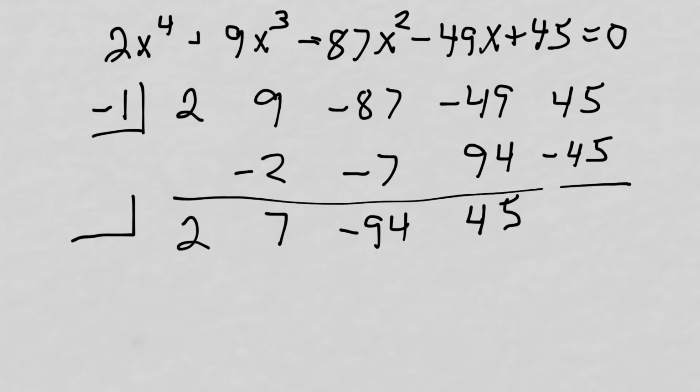All right, you notice how this has got shorter. We've got the 2, the 7, the negative 94, and the 45. All right, what are we going to check next? If you remember the list of numbers with 45, I could go ahead and try the 3 next. Remember the list was, let me put it over here, 1, 3, 5, 9, 15, 45.